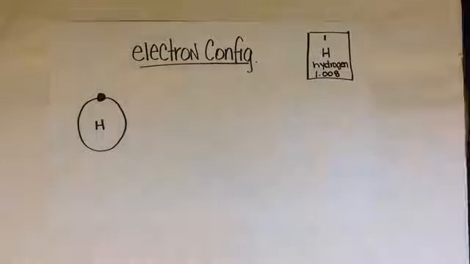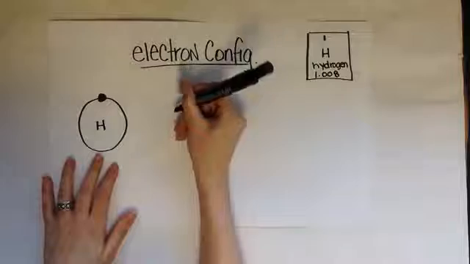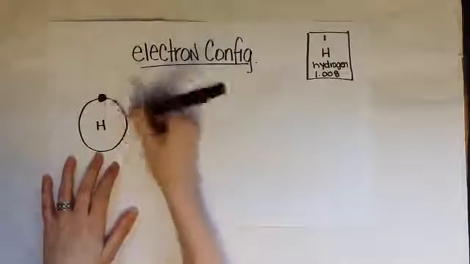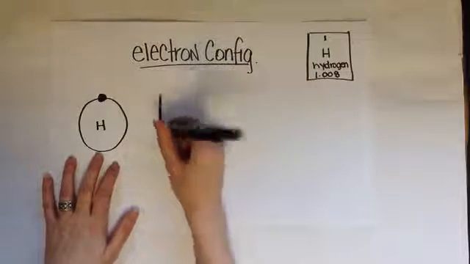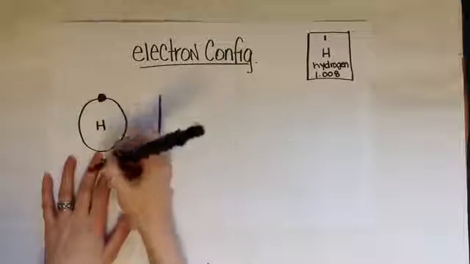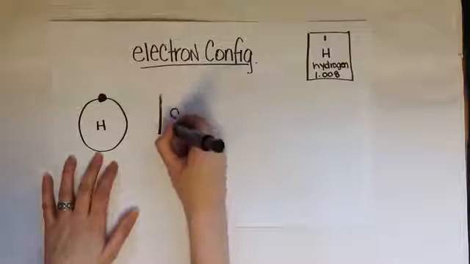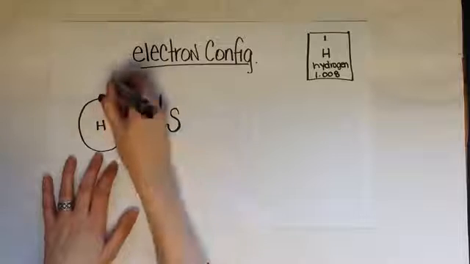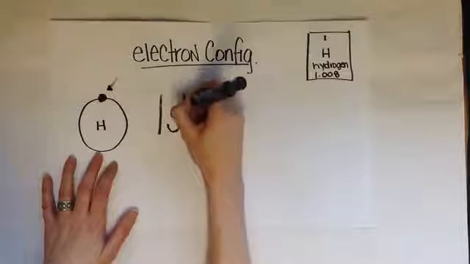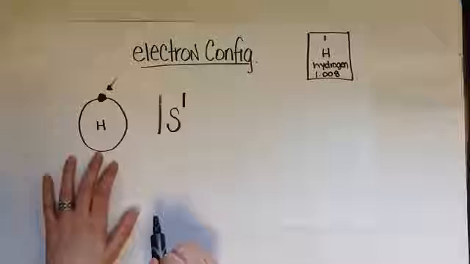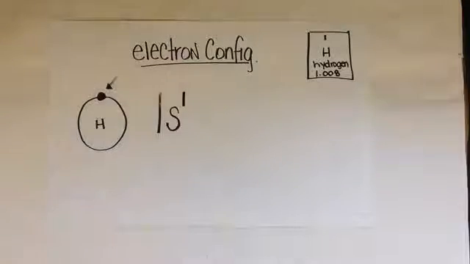Okay, so now we want to do something called electron configuration, and that is a way to tell you exactly where hydrogen's electron is. The first thing we do is write the energy level that we found the electron in. So this is energy level 1. Then we write the sublevel. We saw that hydrogen falls in the S block. And then lastly, because I have one electron, I make a little 1 as a superscript to let you know the number of electrons. So this is 1s1.